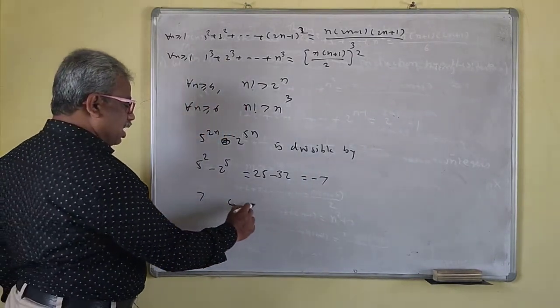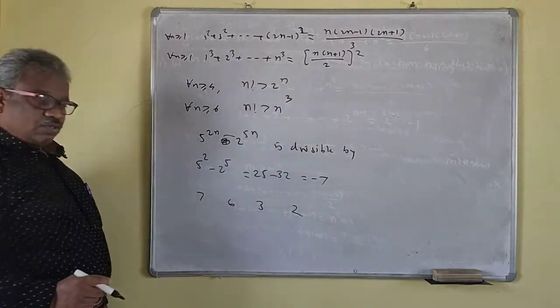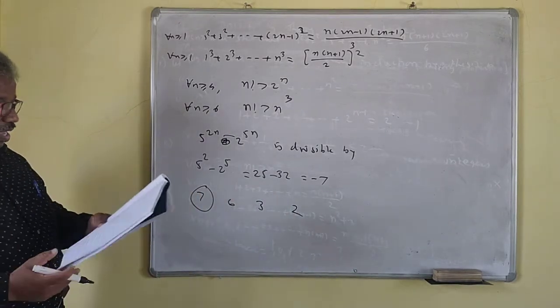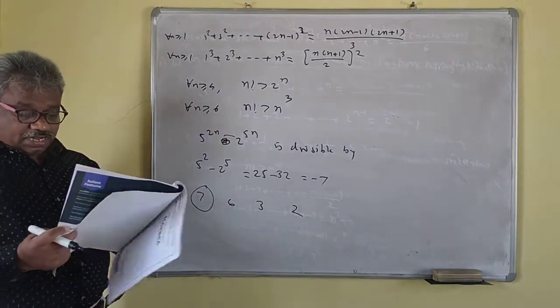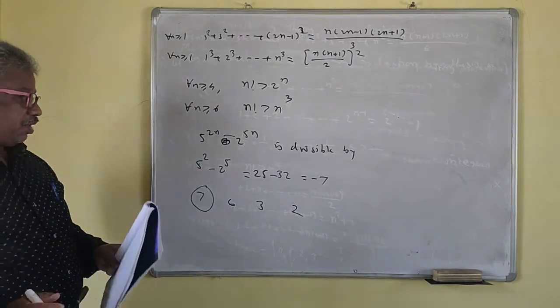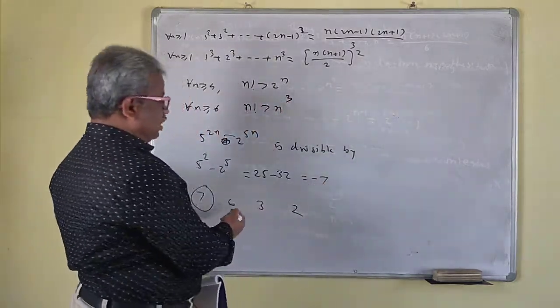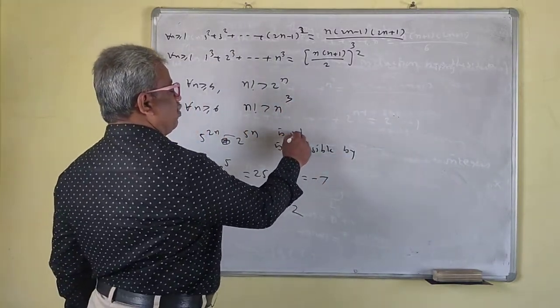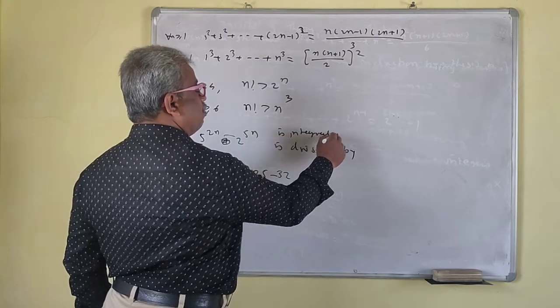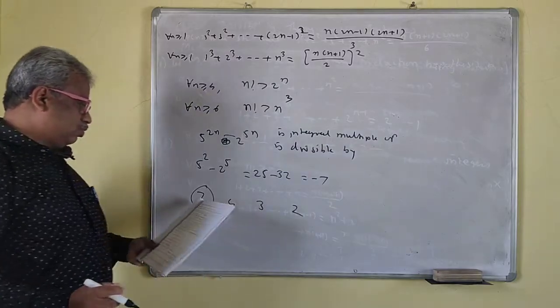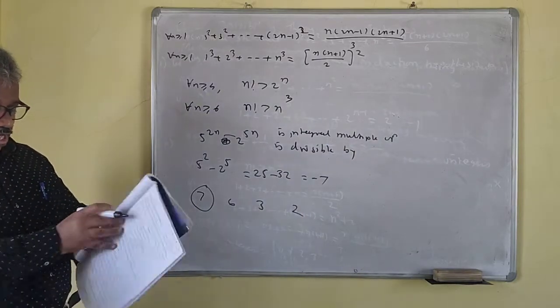And see, the number is given something like this. Suppose 2. So which one will be your required answer? This will be your required answer. So this is divisible by 7, or is an integral multiple of 7. So your answer is 7. Okay. So the same thing here.